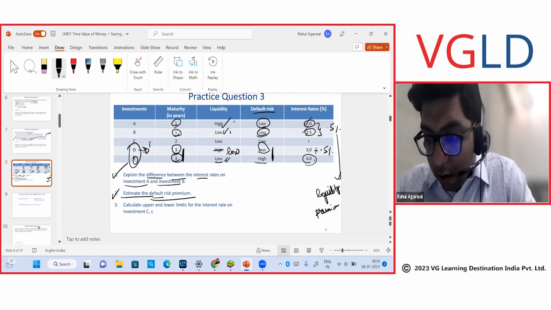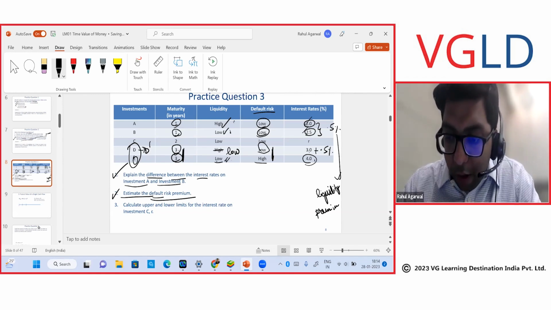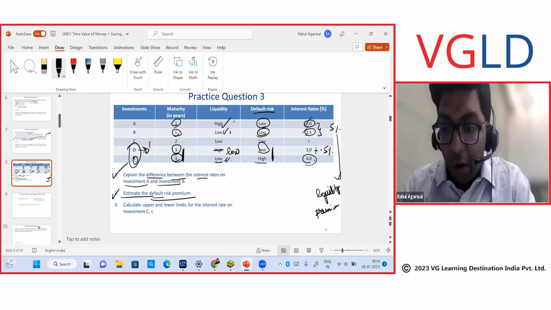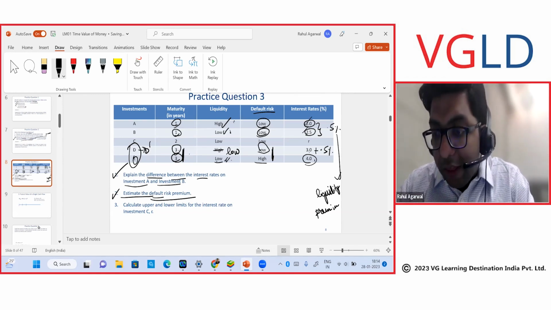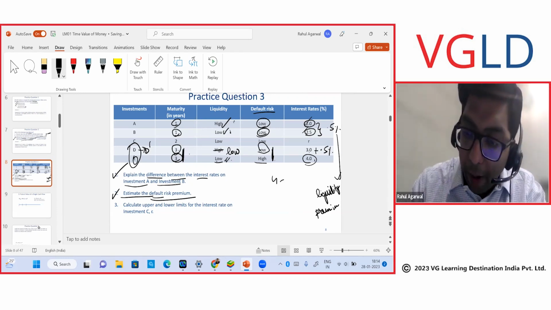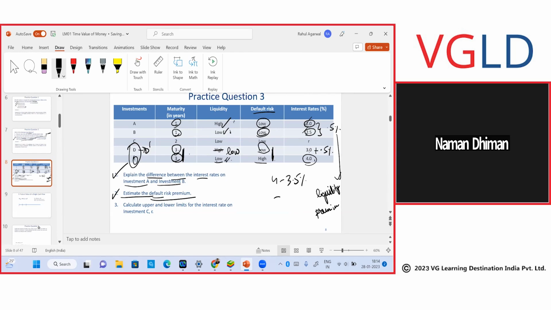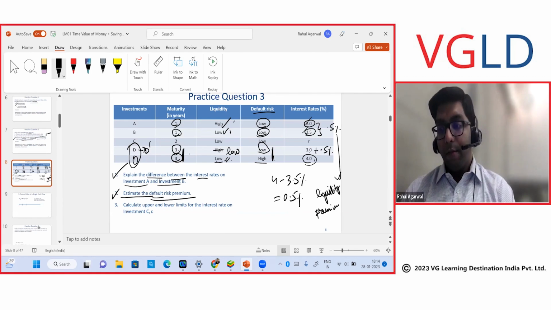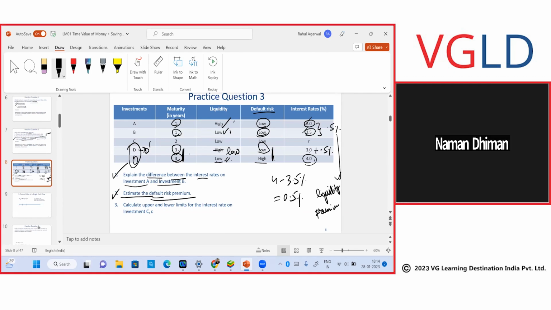But what is the question asking us? The default risk premium. So here both of them are low liquidity, and maturity is the same. If default risk is low here and high here, what is the difference between these two? 4 minus 3.5%, that is 0.5%. This is the default risk premium. Are you getting me? Everyone, am I clear? Any questions?